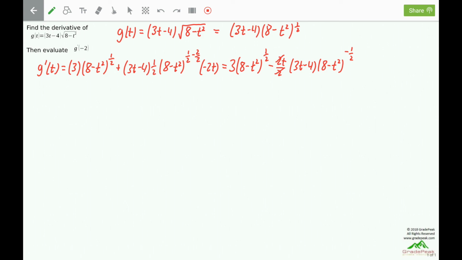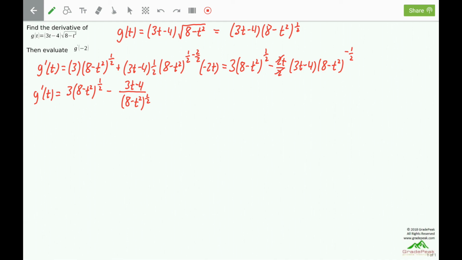The next step, I'm going to rewrite that negative exponent in the denominator of that term. So g prime of t will equal, we have 3 times 8 minus t squared to the 1/2, and we will have minus a 3t minus 4 stays in the numerator, but then 8 minus t squared will move to the denominator to become a positive 1/2 power.